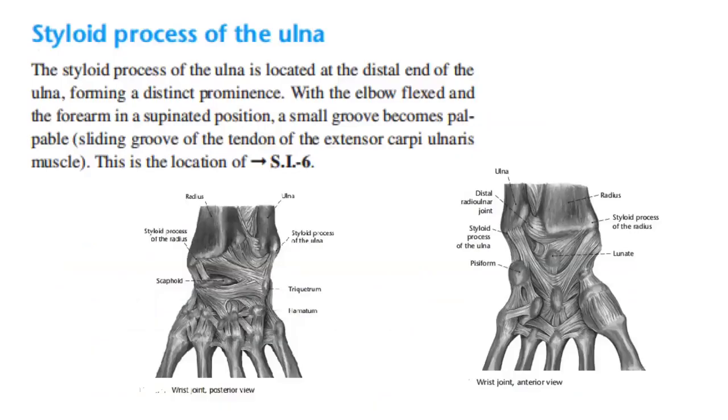Next, we have the styloid process of the ulna. The styloid process of the ulna is located at the distal end of the forearm, at the distal end of the ulna, forming a distinct prominence. With the elbow flexed and the forearm in a supinated position, a small groove becomes palpable by sliding the groove of the tendon of the extensor carpi ulnaris muscle. This is the location of SI6.